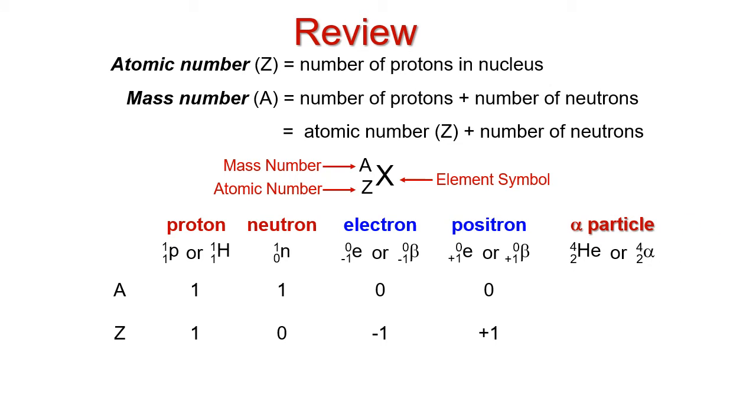Alpha particle is simply the nucleus of helium. So it has 2 protons and 2 neutrons. In total 4. So these are common particles we have in radioactive decay. So let's look at them.